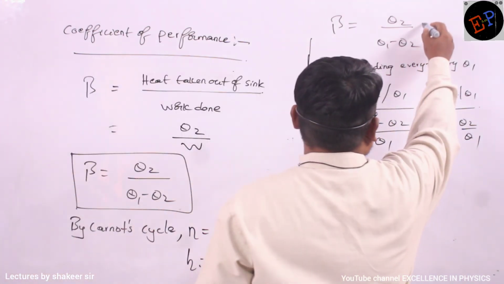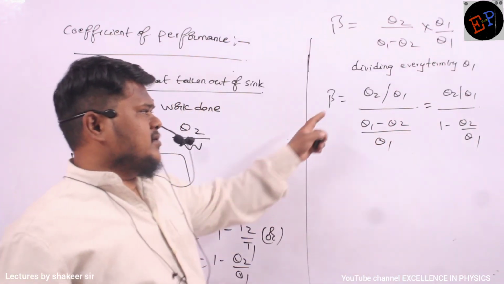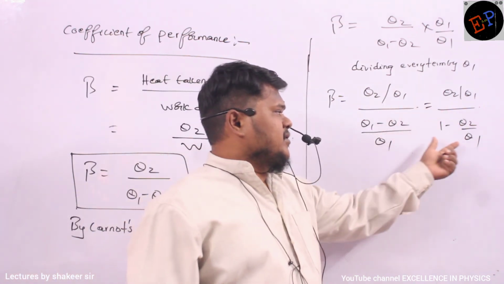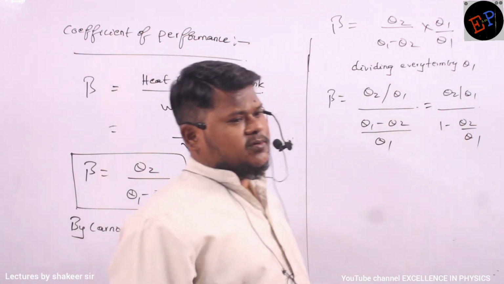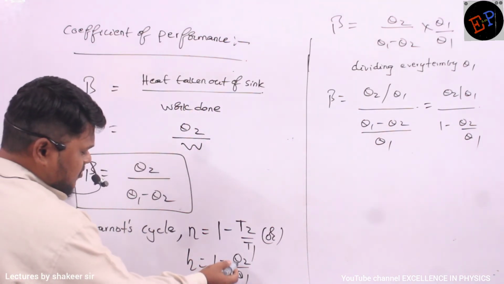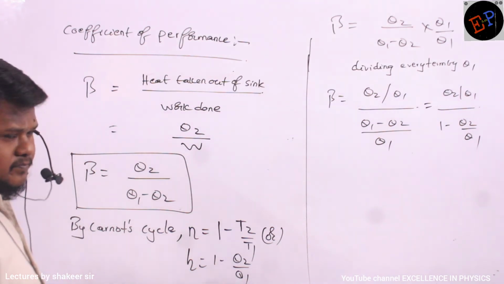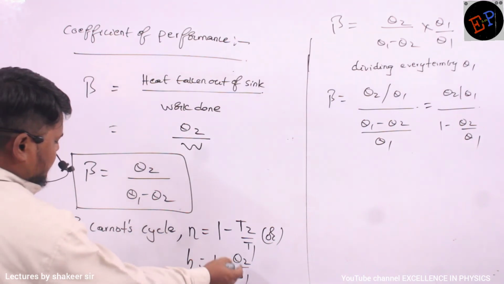So you can say that we are multiplying and dividing by Q1, or you can say everything is divided by Q1. Both are the same. Then this is the format of the equation which I got: beta is equal to Q2 by Q1 divided by 1 minus Q2 by Q1. Now see, what is Q2 by Q1? Q2 by Q1 is nothing but 1 minus efficiency. Look here, efficiency is 1 minus Q2 by Q1.